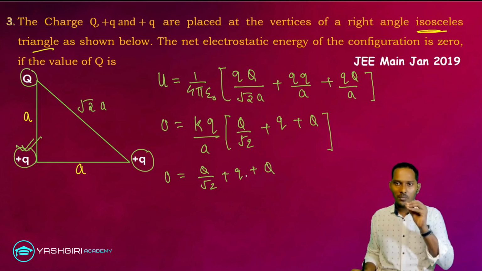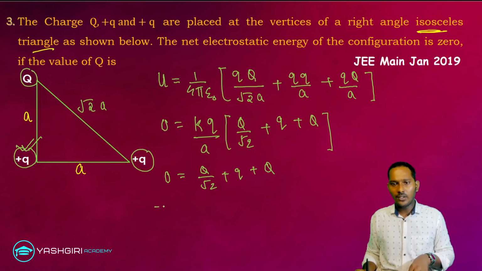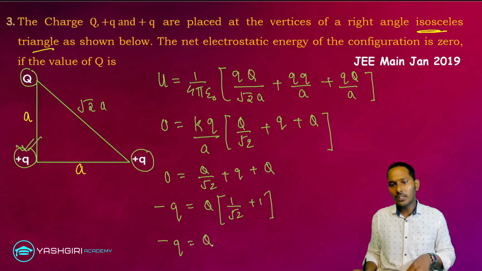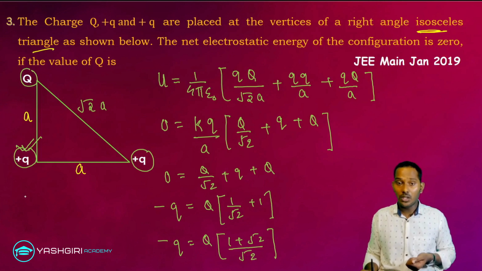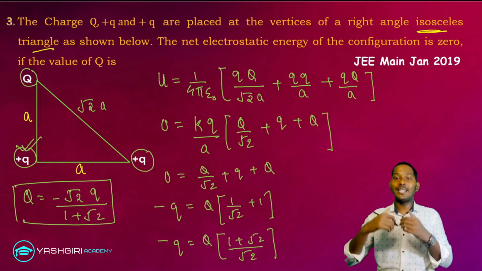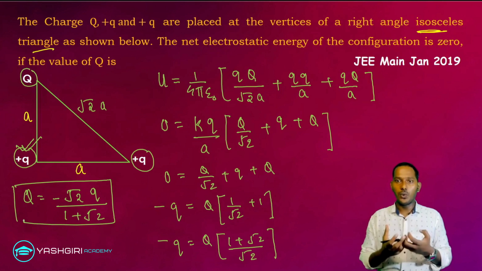I can take that small q on the left side, and when I take it to the left hand side it will become minus Q. So here it will be Q, and inside the bracket 1 upon square root of 2 plus 1, right? And minus Q will be equal to capital Q, and I can just solve this. It will become 1 plus square root of 2 divided by square root of 2. I'm interested in Q, so what will be the capital Q? Capital Q will be minus square root of 2 times Q over 1 plus square root of 2, right? So this is the Q that we are interested in, where the electrostatic energy is going to be 0.